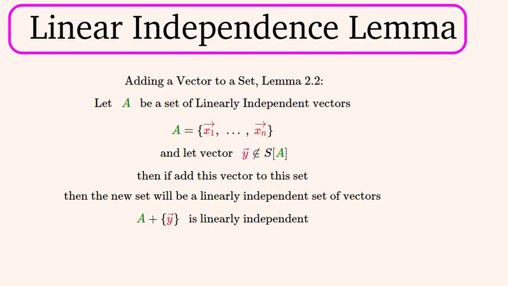And we can express it like this. This set A plus the new vector will be linearly independent. And we can also express it like this, as a set with vectors x1 to xn, and with the extra vector y, and I'll use this notation Li to say that it's linearly independent, as an abbreviation.